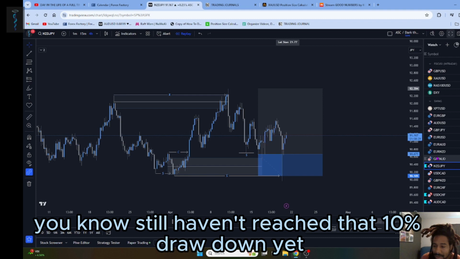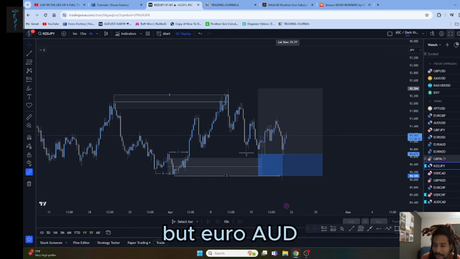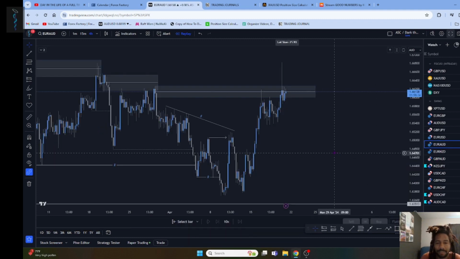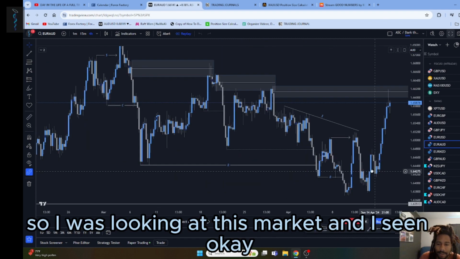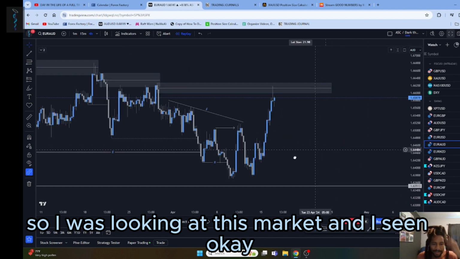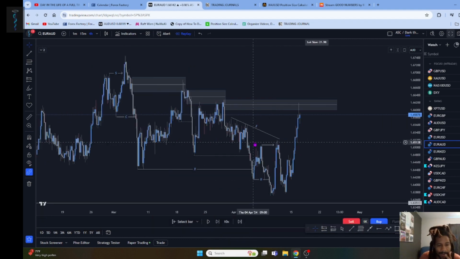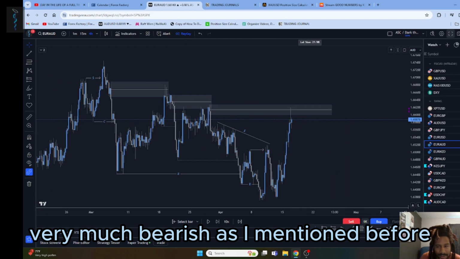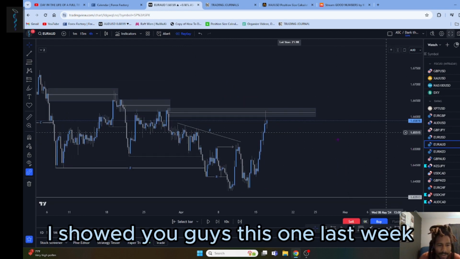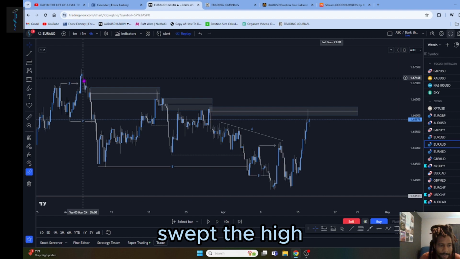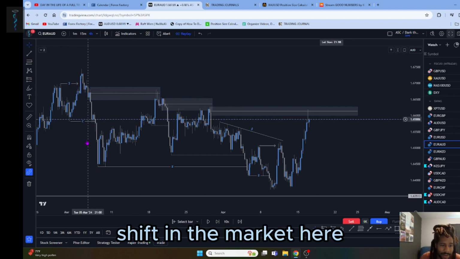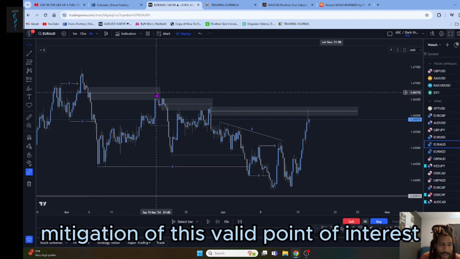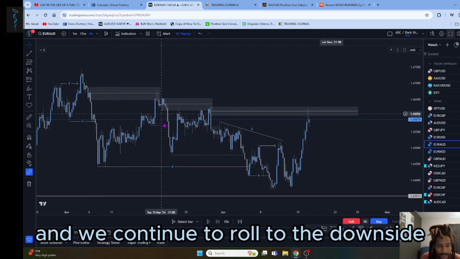But one more to show you guys before I give you my condolences on this challenge right now. Still alive, still haven't reached that 10% drawdown yet. But Euro AUD. So let me rewind price here a little bit. I was looking at this market and I saw, okay, very much bearish, as I mentioned before, I showed you guys this one last week. Swept the high, broke the low. This is that first shift in the market, that first phase of the reversal, mitigation of this valid point of interest, and we continued to roll to the downside.